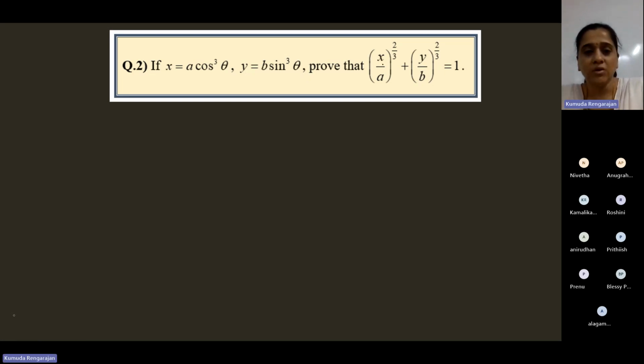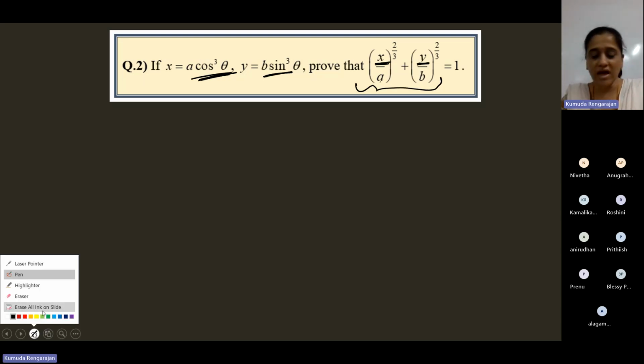So now here we have x, right? You can replace this with a cos cube theta, correct? By a as it is. To prove this, take the LHS. Now for x, you can write a cos cube theta by a as it is, plus, what is y? B sine cube theta by b. That's the LHS. I have it on the next slide.